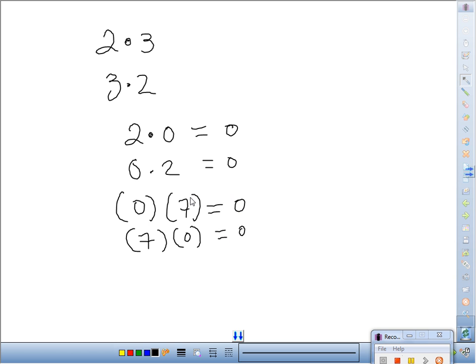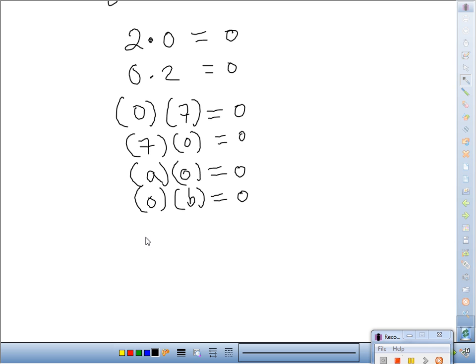And so on and so forth. So does it matter which number times 0? So what if I do this? A times 0 is 0, or 0 times B equals 0. So it doesn't matter what it multiplies by, it's always 0. However, I want you to think about this next part. Don't say it out loud, just think about it. What if I have A times B equals 0?